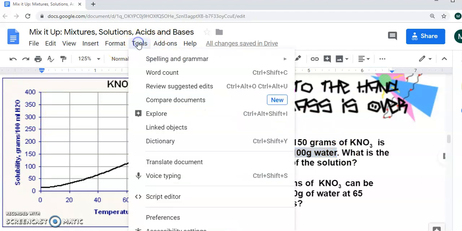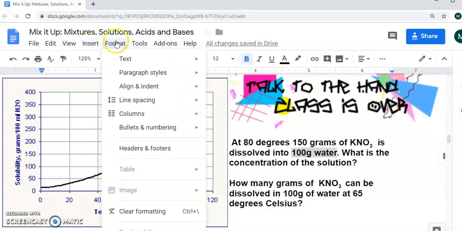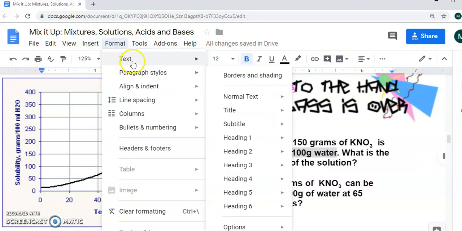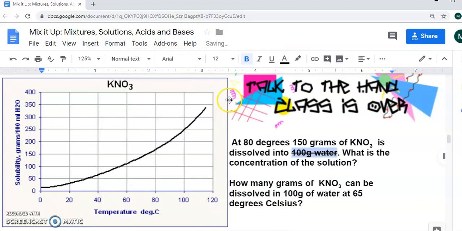So what I'm going to do is strike through this, just like you would with a pencil. Because we already know this information, that means I don't have to use it. I shouldn't use this to answer my question. So I want to know at 80 degrees, I dissolved 150 grams. What is my concentration? Once again, when it's looking for concentration, you're telling me supersaturated, saturated, or unsaturated.